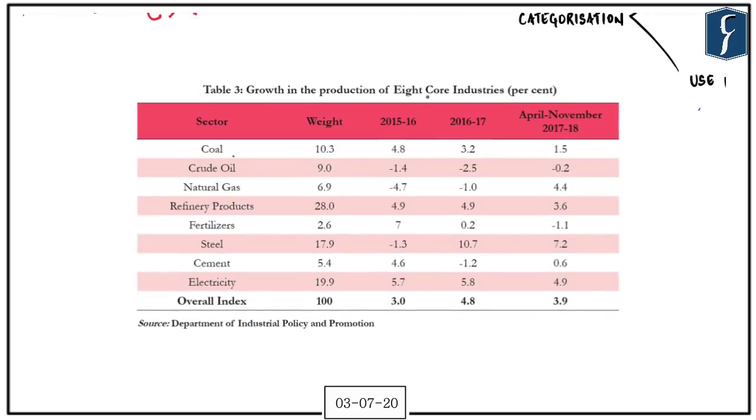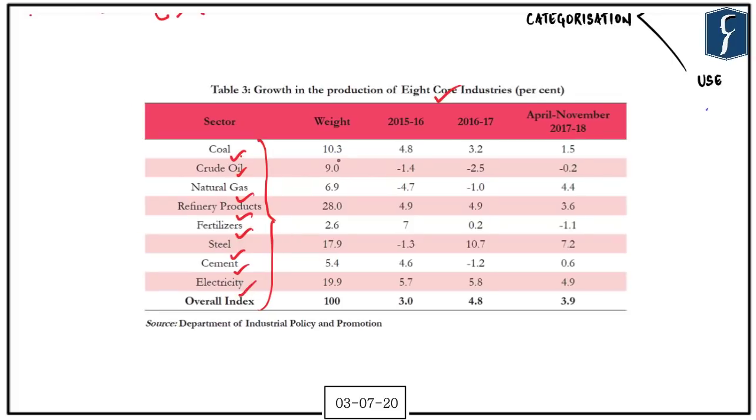Now we move on to the 8 core industries. As you have seen in the question, yes, it is important to memorize all of them, which are coal, crude oil, natural gas, refinery products, fertilizers, steel, cement and electricity. It is also important to keep in mind their individual weights. If you see, the highest weightage is given to refinery products. But the question of the past year which we solved had the right answer of electricity because refinery products was not there in the options. So it is important to memorize this order in order to be able to walk into the examination hall confidently.